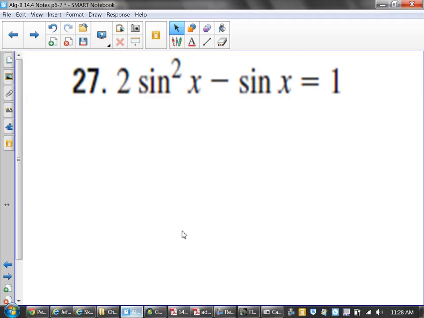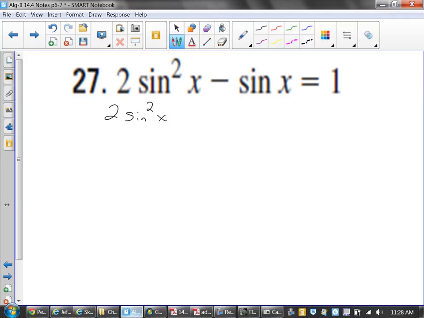So in here, first thing I'm going to do is get the 1 to the left side. So 2 sine squared x minus sine x minus 1 is 0.